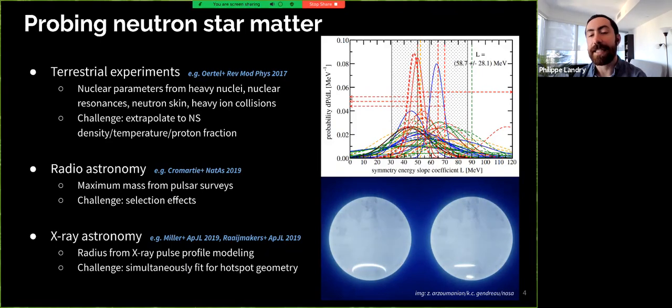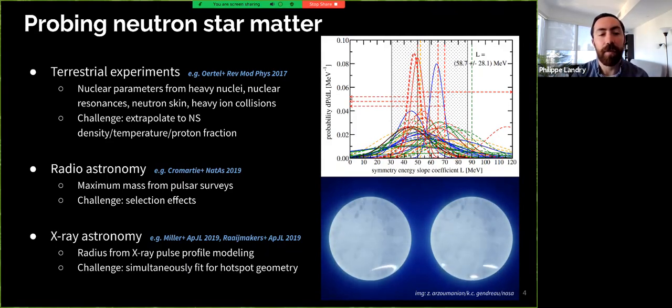And what that does is it sets a lower bound on the maximum mass that a neutron star can support. And that in turn tells you something about the high density behavior of the equation of state, because it's basically got to have enough pressure gradient to support stars that heavy.